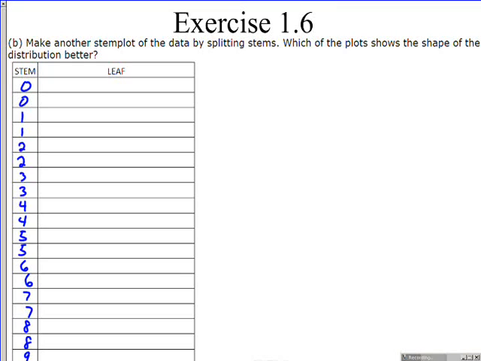Now for my leaves, for my first stem of 0, I'm going to have between 0 and $5. For my next one, between $5 and $10, and so on. So I'm going to have the 3 here, and the 9 and the 9 here. In other words, anything 0 through 4 is a leaf that goes in the first column for each stem. Anything 5 through 9 is going to go in the second column. So go ahead and fill out that leaf plot now.